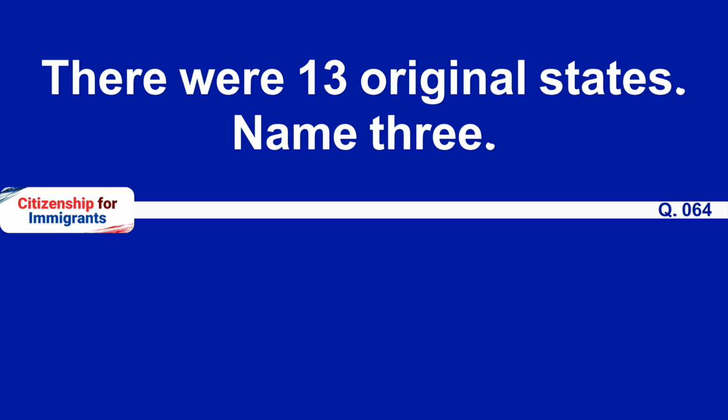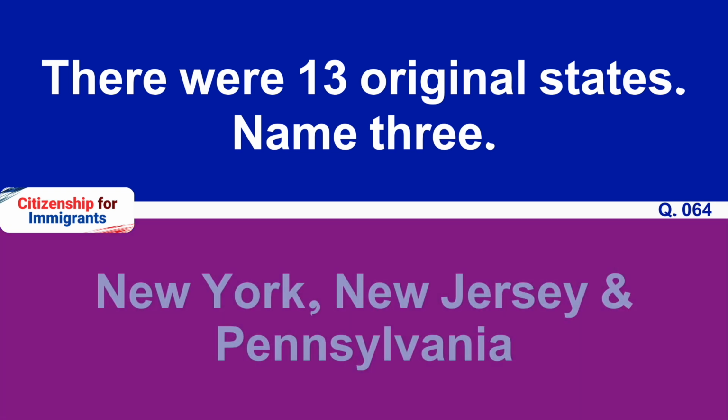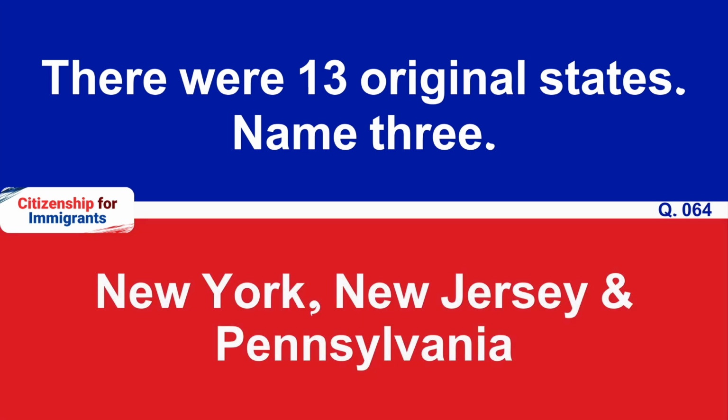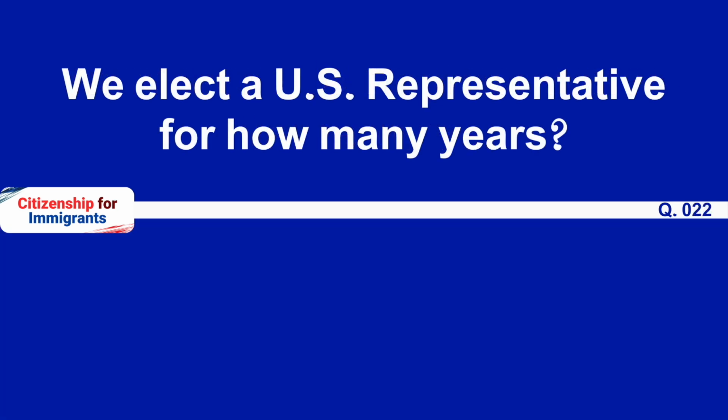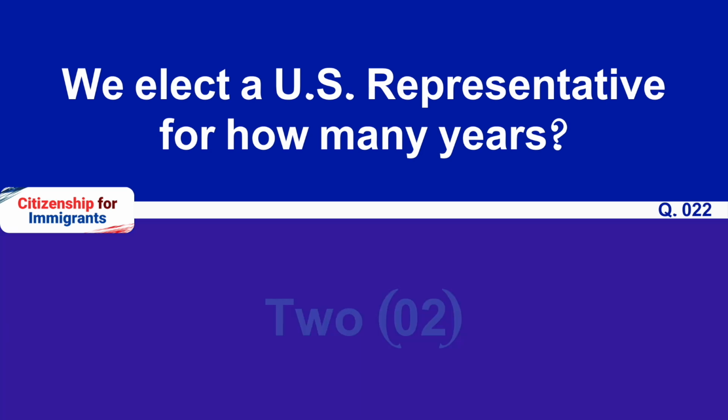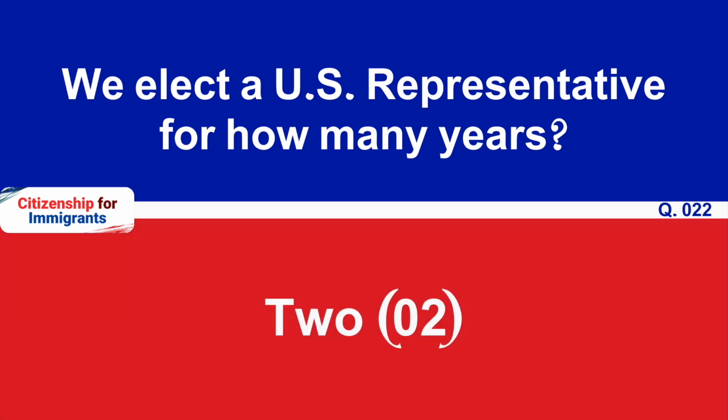There were 13 original states. Name 3. New York, New Jersey, and Pennsylvania. We elect a U.S. representative for how many years? 2.